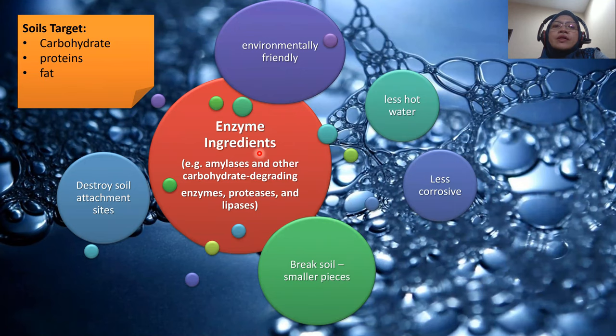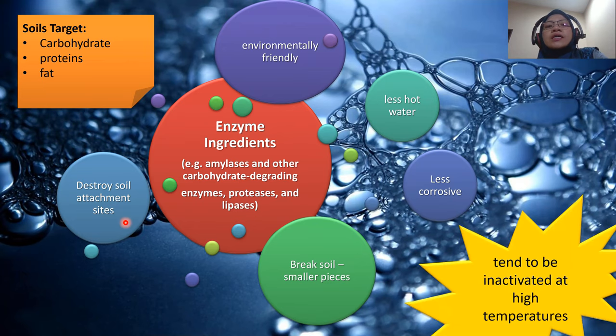Another type of cleaner is enzyme-based cleaners. Examples of the ingredients that may be contained inside are amylase, other carbohydrate degrading enzymes, protease, and lipase. Enzyme-based detergents are more environmentally friendly and require less energy as less hot water is needed, and they are also less corrosive than chlorine cleaning compounds. Enzyme cleaner breaks soil down into smaller pieces and destroys the soil attachment sites, which then aids the removal. However, enzyme-based detergents tend to be inactivated at high temperature.